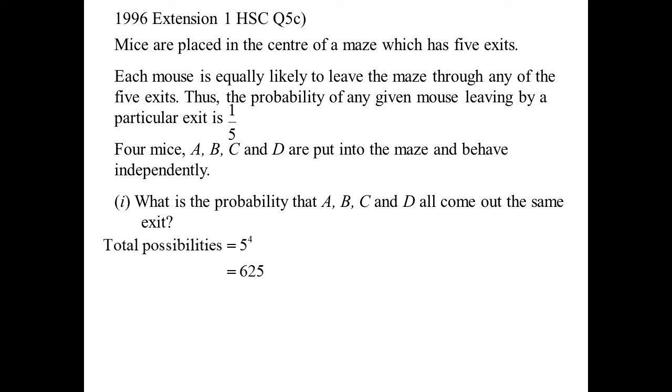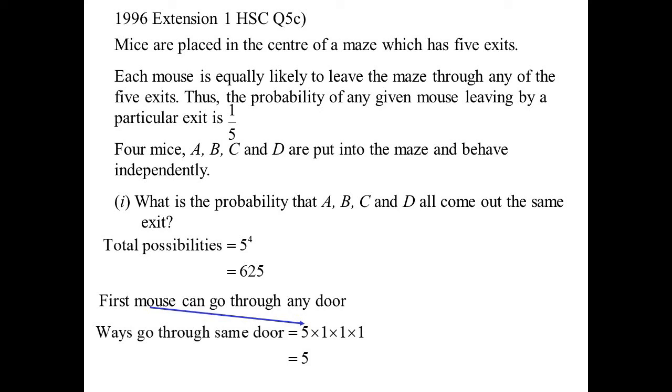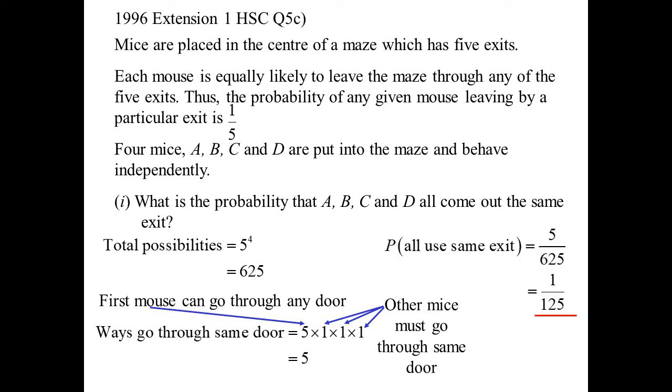Okay. Total number of possibilities. Well, it's going to be 5 to the power of 4. 5 exits, 4 mice. So there must be 5 to the power of 4, 625 possibilities. So the ways that they go through the same door: the first mouse leaves, and they've got 5 doors they can go through. But now we want them all to go through the same door. So the second mouse would go through the same door. The third mouse will go through the same door. The fourth mouse. And so we'll end up with 5 possibilities there. So the probability, therefore, is 5 out of 625, which simplifies down to be 1 in 125.